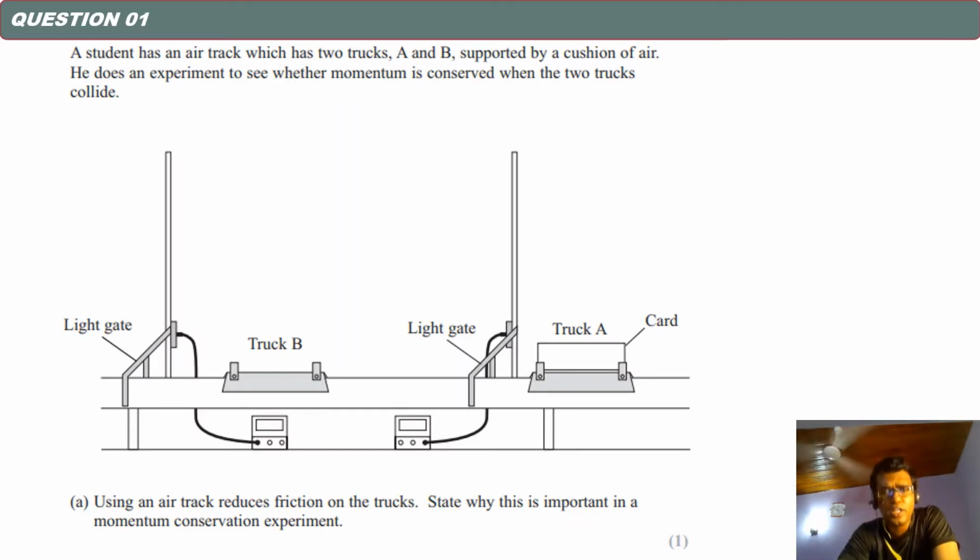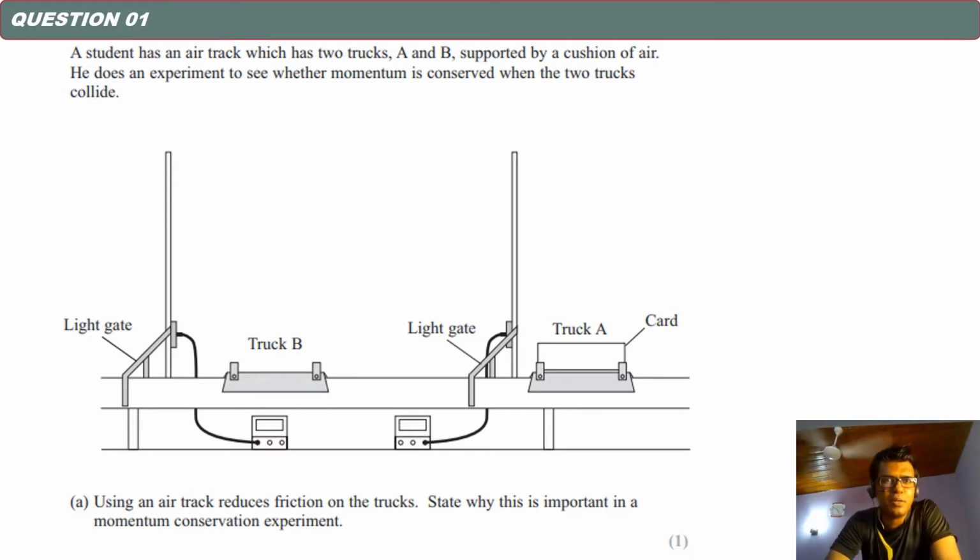So this question is on momentum, right? As you can see, there are two tracks A and B, and there are two light gates, and the light gates are connected to timers, and all these things are explained here. A student has an air track which has two trucks A and B supported by a cushion of air. So why a cushion of air? Right, that is to reduce the friction.